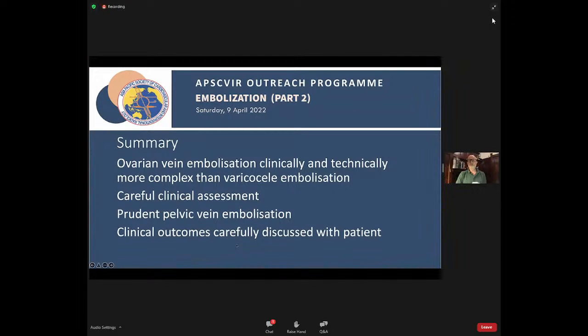So in summary, ovarian vein embolization, clinically and technically more complex than varicocele embolization. It really needs careful clinical assessment, and you have to do prudent pelvic vein embolization and the clinical outcomes carefully discussed with the patient, because we know that probably about 75% of our patients will get a good response, but there's not an insignificant number who don't notice a great change. So sorry, I've run over a little bit there, but quite a bit to cover.